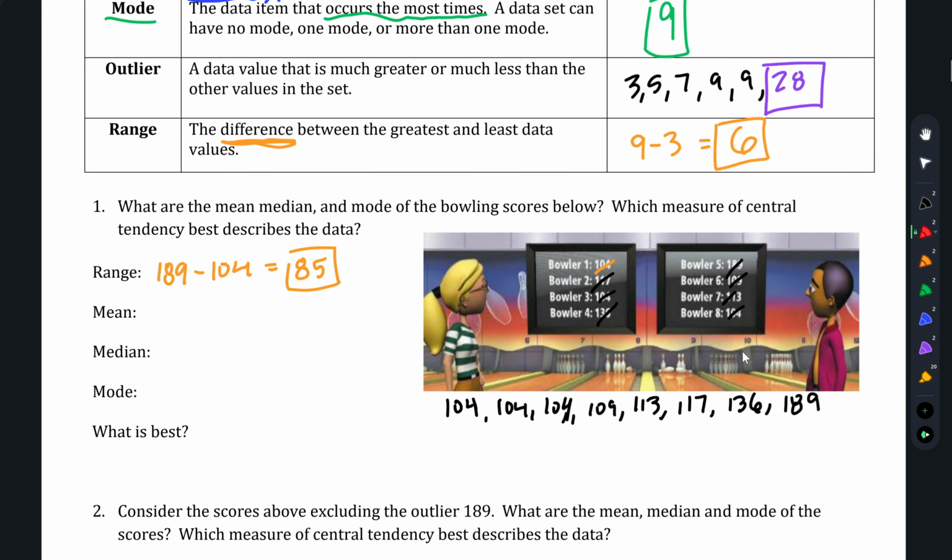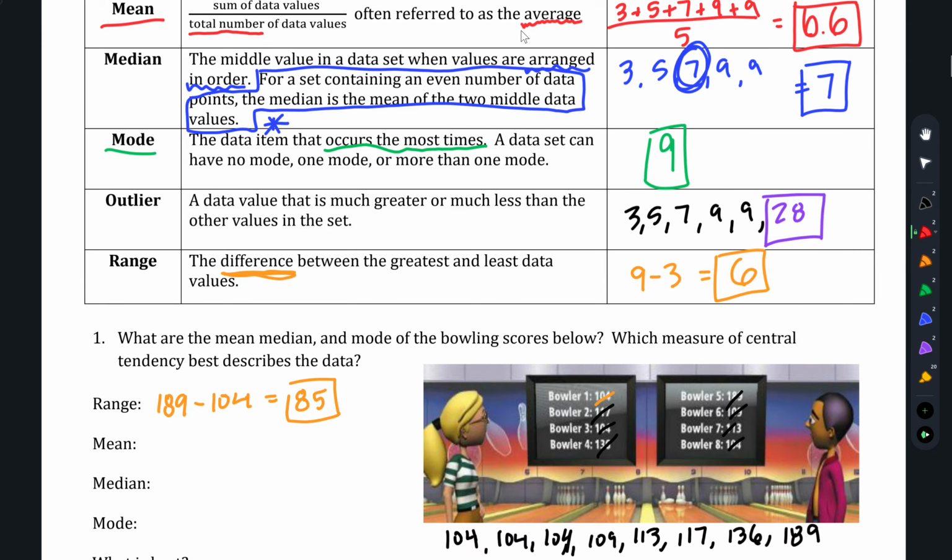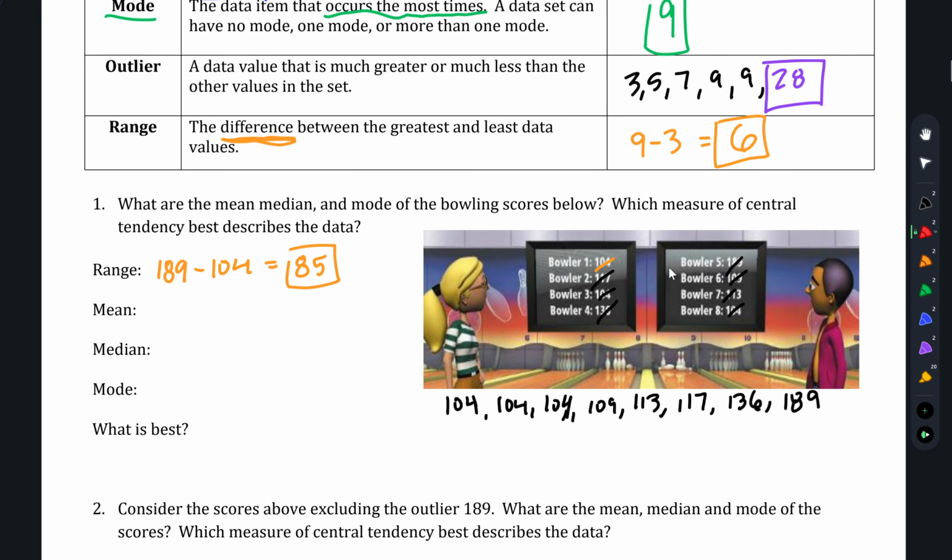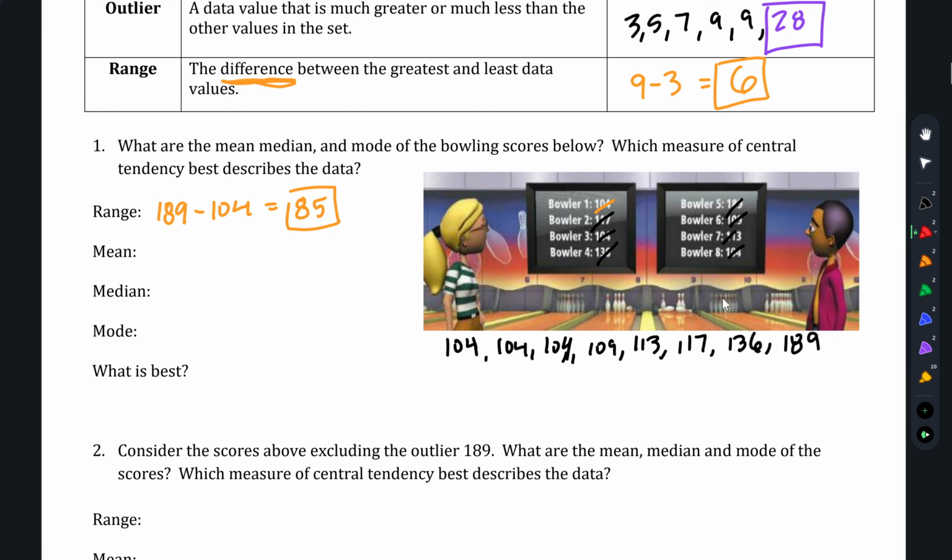The next is the mean. The mean is our word for average. So we're going to add all those numbers together and divide by however many data points we have. So I'm going to start by adding every single one together.